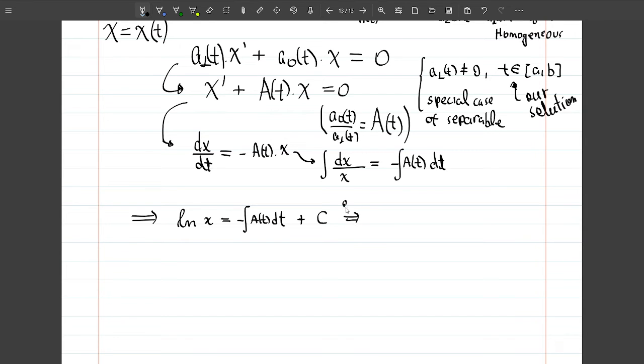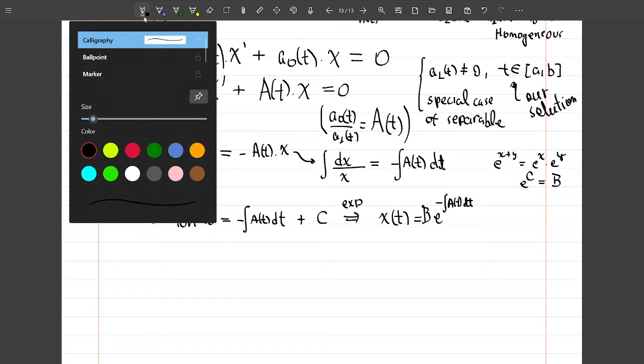Exponentiating both sides, we will have x of t equal to the exponential of minus the integral of capital A of t dt plus C. But we know that the exponential of x plus y is equal to the exponential of x times the exponential of y, and the exponential of C I'm going to define as another constant, capital B. So we will have x of t equals capital B times this exponential.